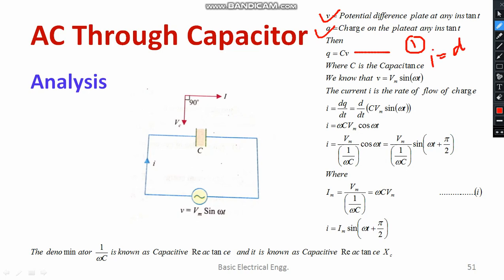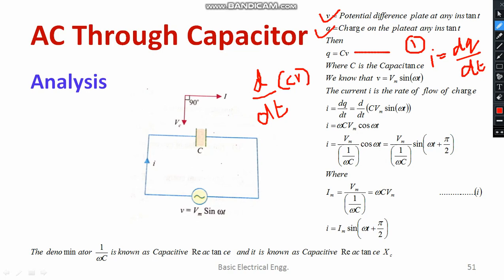This you must have studied in the first module: dq by dt, the rate of change of charge. The movement of charge with respect to time is called current. So I is equal to dq by dt. Now, instead of q, you need to write CV. So it becomes d by dt of CV.